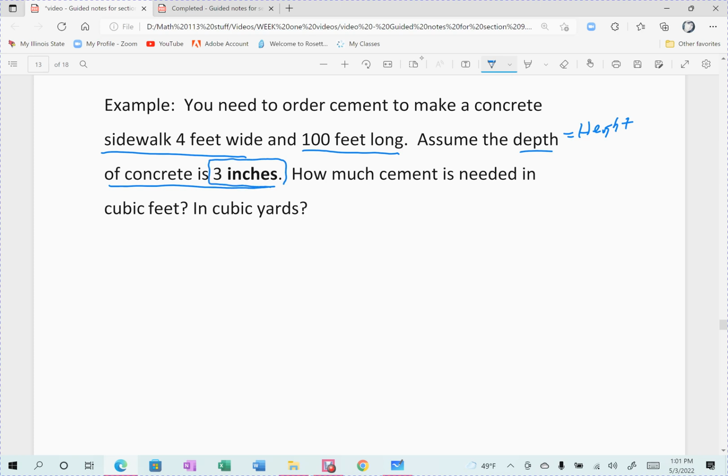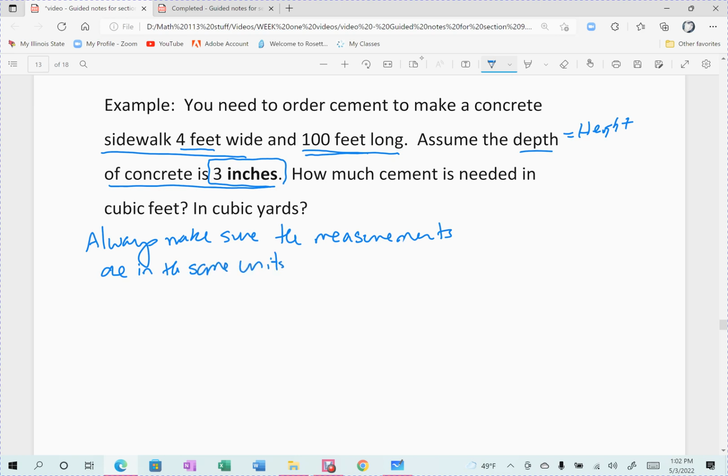Before I get started though, what you should notice when you read the problem is that 2 of the units are in feet. 1 of the units is in inches. And so whenever you get started with anything, whether it's areas, perimeters, volumes, whatever it is, you always want to make sure the measurements are in the same units. So in this case, the length is in feet, width is in 4 feet, but height is in 3 inches. And so that's the one I need to change. Plus I want to put it in feet anyway.